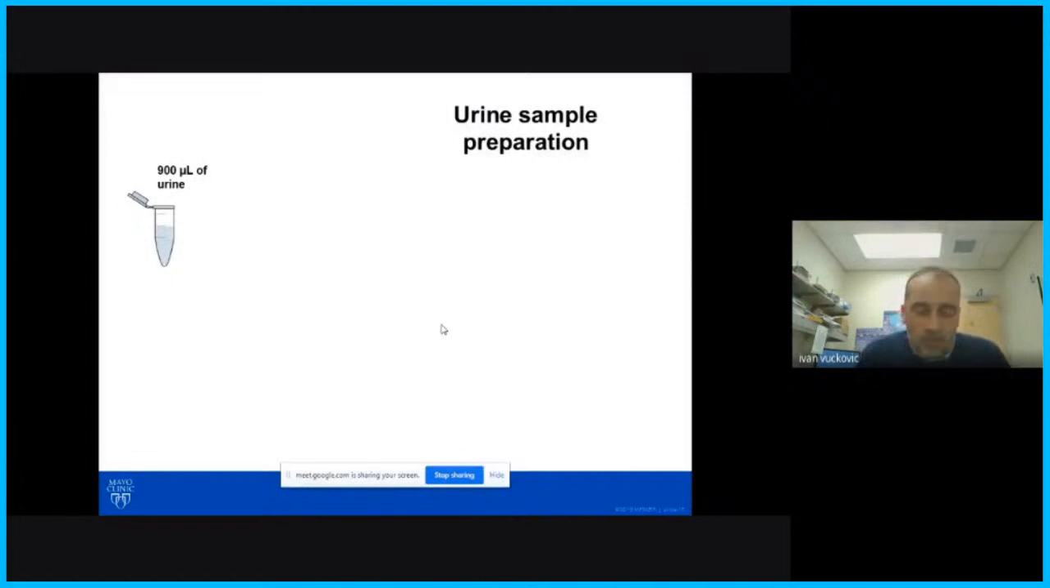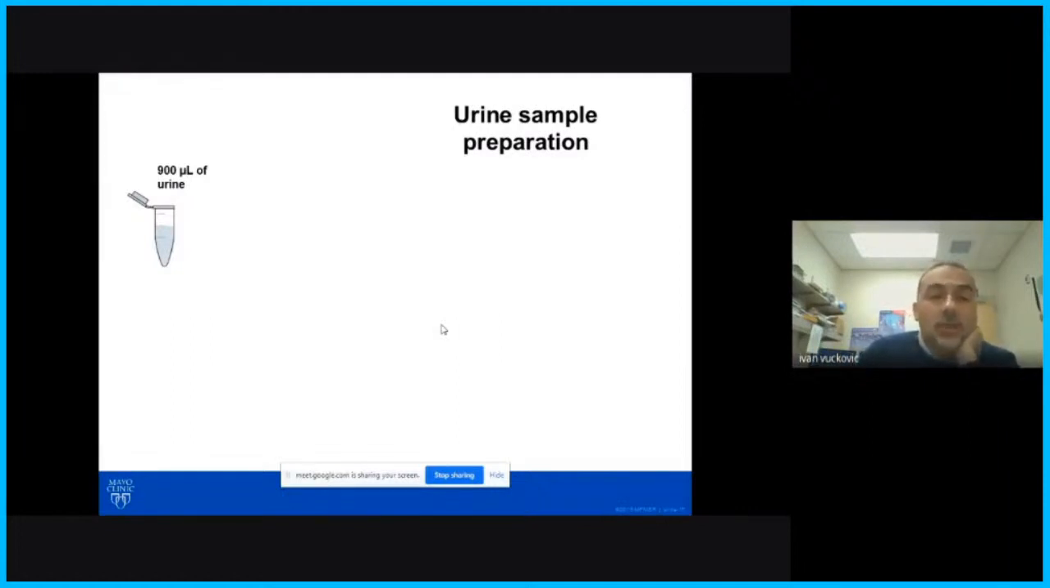When we talk about urine, it is one of the favorite media used in metabolomic investigations. You can obtain urine in high amounts, non-invasively. It is sterile. Sample preparation for NMR is very simple. And the spectrum that you get from urine is informative because it contains a large number of metabolites that are biologically relevant. So the sample preparation is indeed very simple.